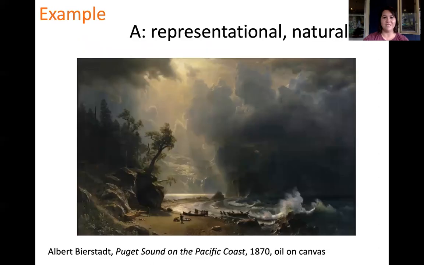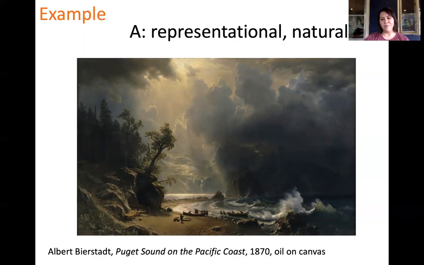The first one I have is an example, just to get us rolling, and I had promised I'd have an example of naturalism, because it tends to be the trickiest one to discern out of the bunch. This is Puget Sound on the Pacific Coast by American landscape artist Albert Bierstadt. You would be correct in saying that this is a representational work of art because the objects in it strongly resemble what the eye sees.